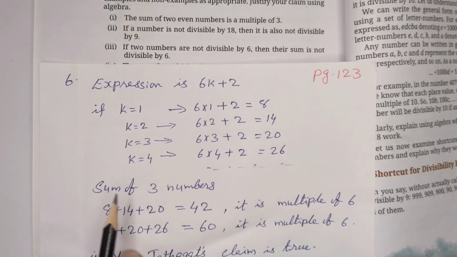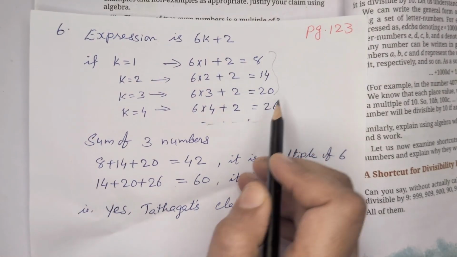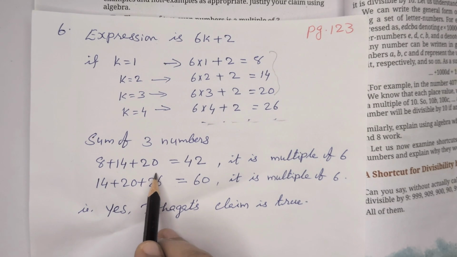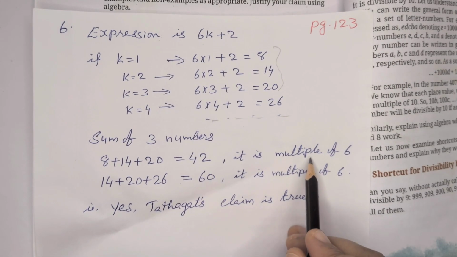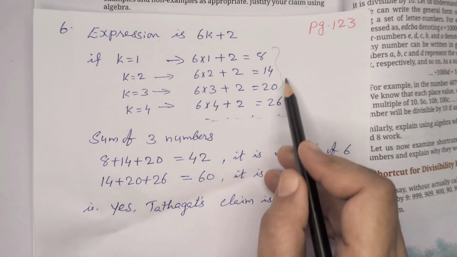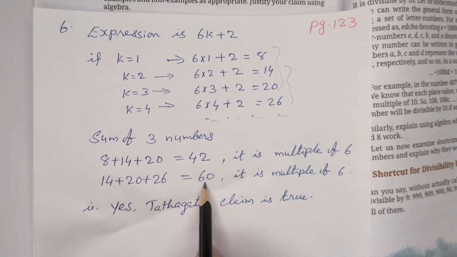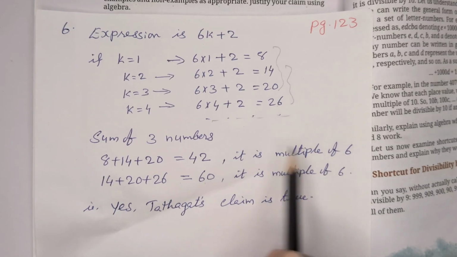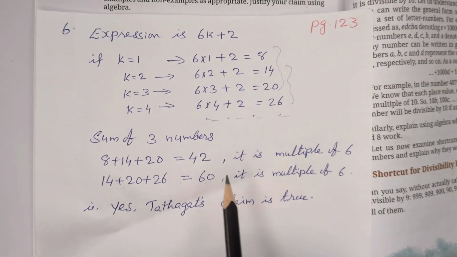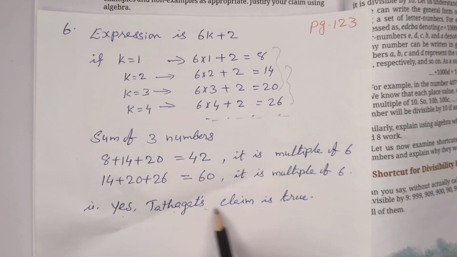Now take any 3 numbers, sum of 3 numbers. First we are taking these 3. 8 plus 14 plus 20 is equal to 42. That means 42 is a multiple of 6. Then take the next 3 numbers. 14 plus 20 plus 26. We are getting the sum as 60. That also is a multiple of 6. So if we continue with any 3 numbers, the sum will be a multiple of 6. So we can write yes, that claim is true.